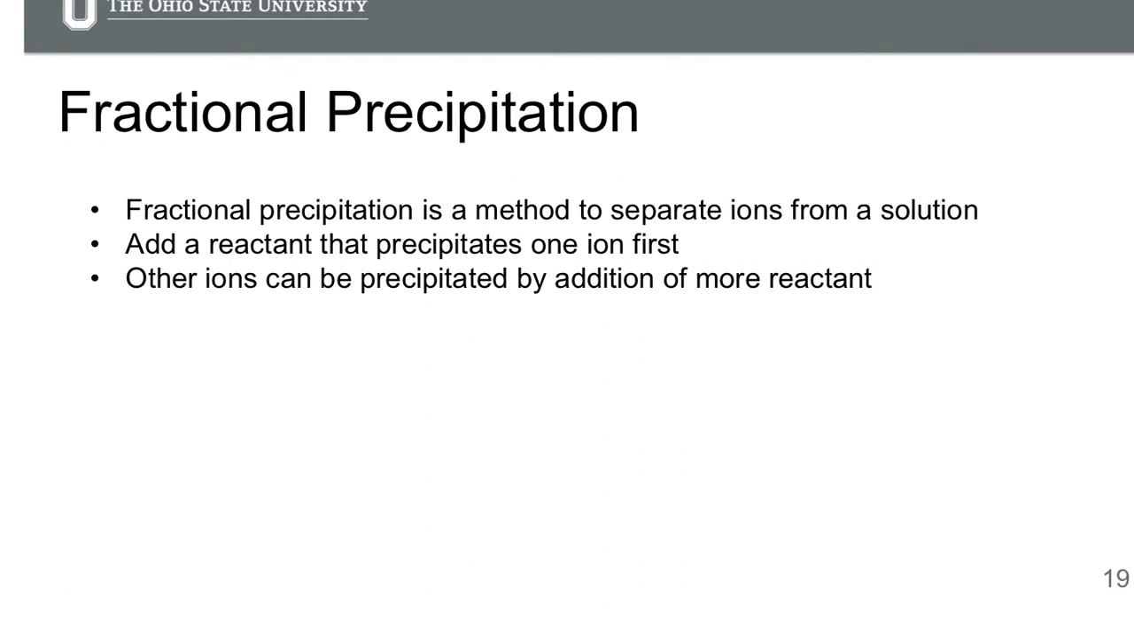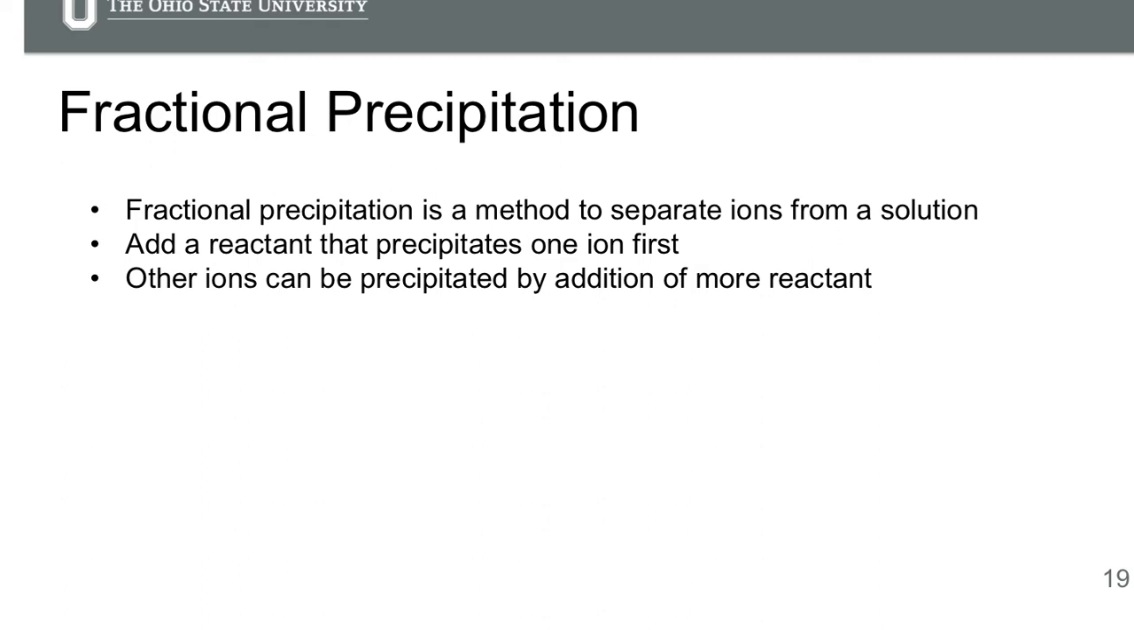Let's do a different problem. This is introducing us to this topic of fractional precipitation. This is a method that people use to separate ions from other ions in solution. Basically, we add a reactant that will precipitate out one ion, like a lead chloride, first, before the others. Yes? I'm confused because you just said that it will form, and then you said what will form first. That makes no sense. Fair. I'll go back.